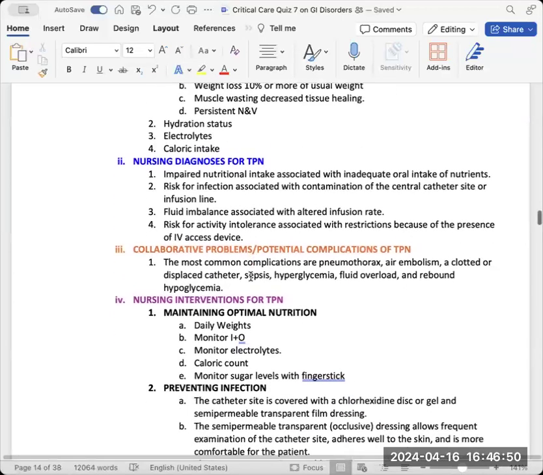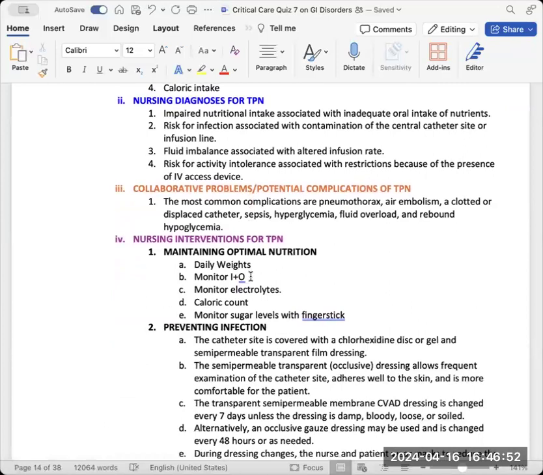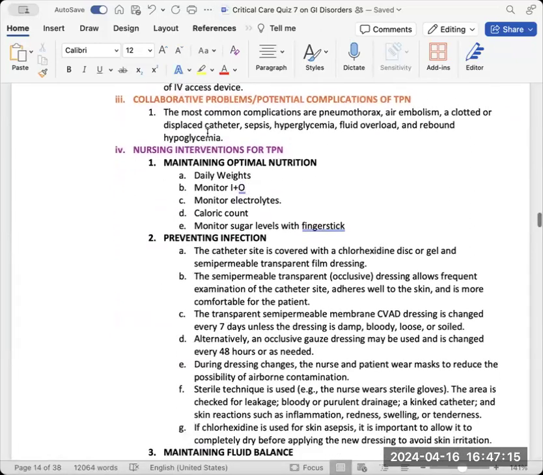Which also makes the nursing diagnoses make a lot of sense, right? So, impaired nutritional intake related to inadequate oral intake of nutrients, risk for infection associated with contamination of the central line, fluid imbalance with altered infusion rate, and risk for activity intolerance, especially in the presence of this IV access. Now, does anybody know what sorts of complications or problems we could see with someone who has a TPN?